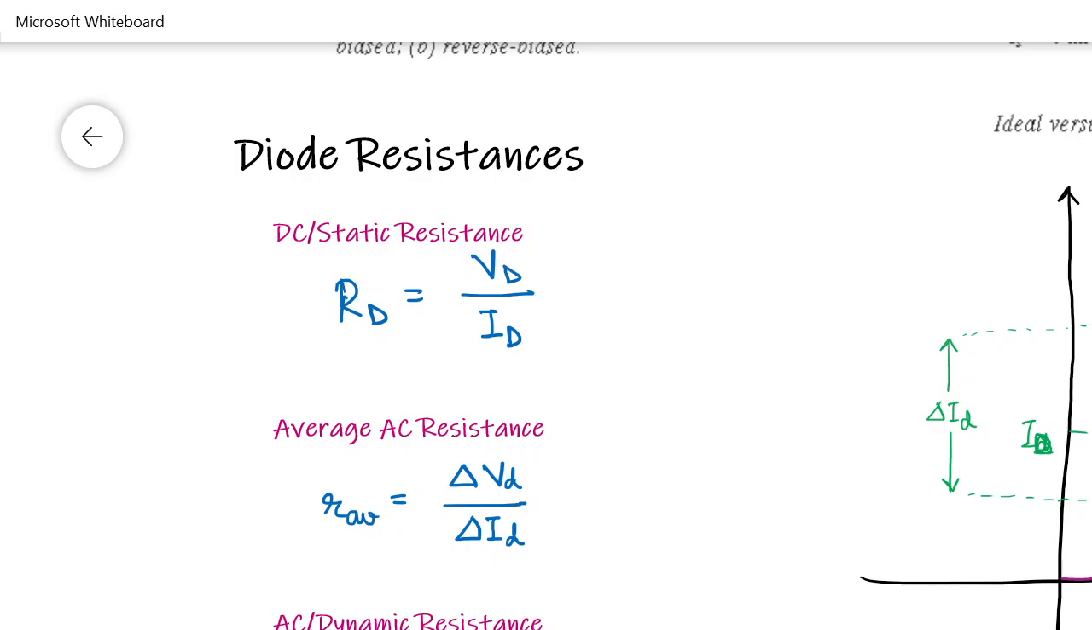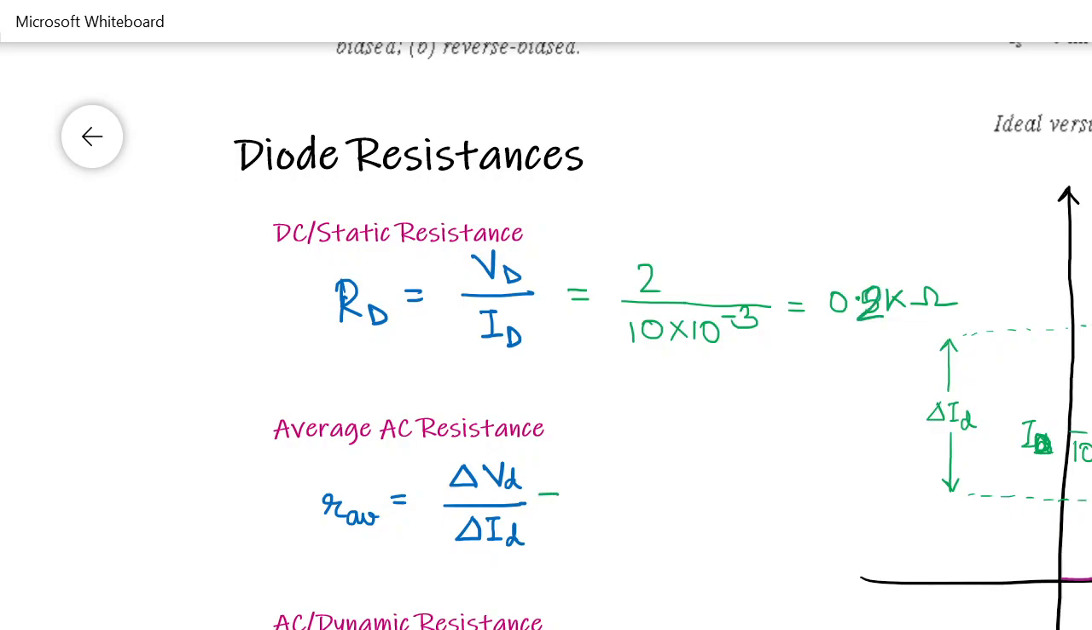Let us do a quick example here. Suppose this Vd is 2 volts, and the current is maybe 10 milliampere. Then this would be 2 by 10 into the power of minus 3, which is 0.2 kilo ohms, not 0.5, right, 200 ohms.